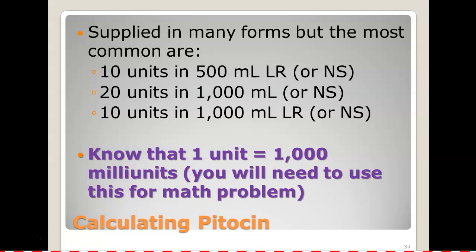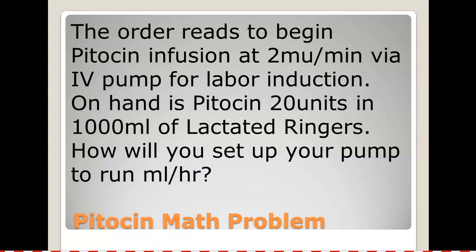So we know that 1 unit of Pitocin equals 1,000 milliunits of Pitocin. So you need to know this when you're talking about a math calculation for Pitocin. So if you have an order that reads to begin Pitocin infusion at 2 milliunits a minute via an IV pump, all Pitocin has to be run on an IV pump, and whenever Pitocin is being administered, a mom has to be on continuous external fetal monitoring. So this is not the time where she can go off the monitoring and just get occasional Dopplers of the fetal heart rate. She has to be on continuous monitoring with this.